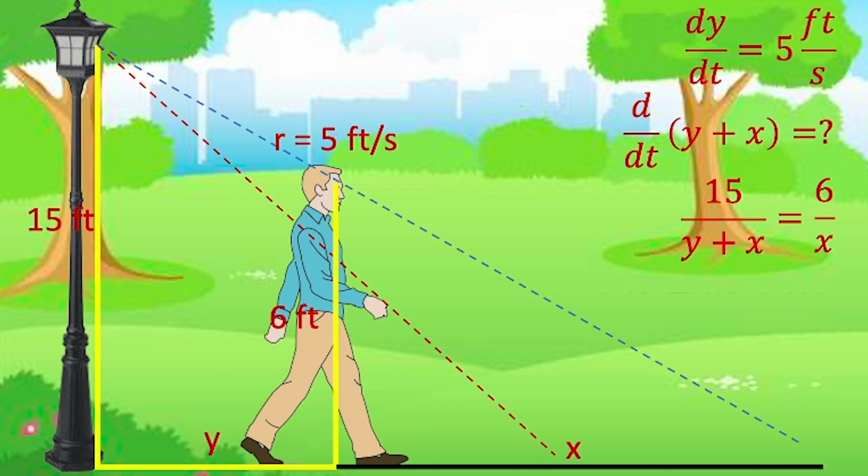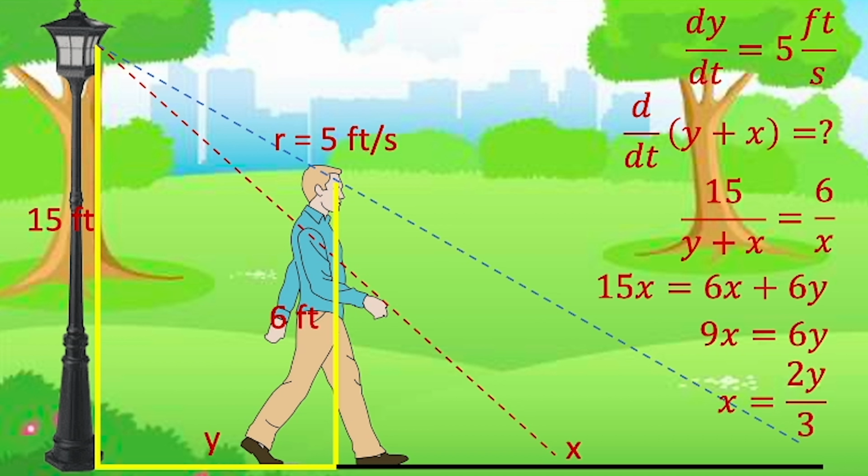Simplifying the equation will give us 15x equals 6x plus 6y, and further simplifying it will give us 9x is equivalent to 6y. Since we are looking for the value of x in terms of y to substitute in the problem, we need to isolate x, and we can divide the whole equation by 9, and we get the value of x as 2y over 3.